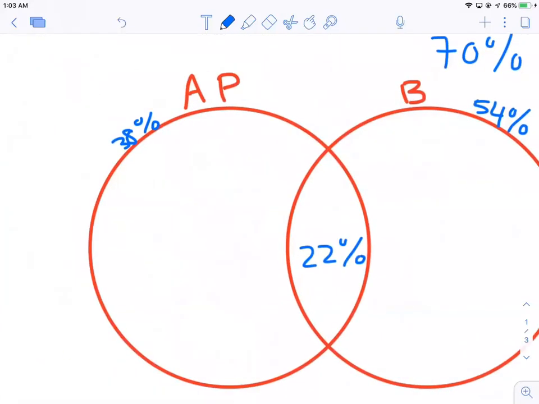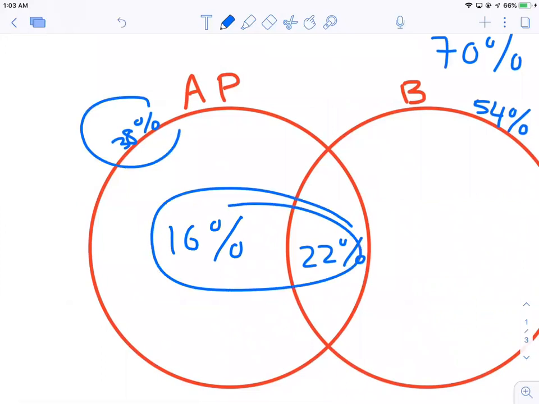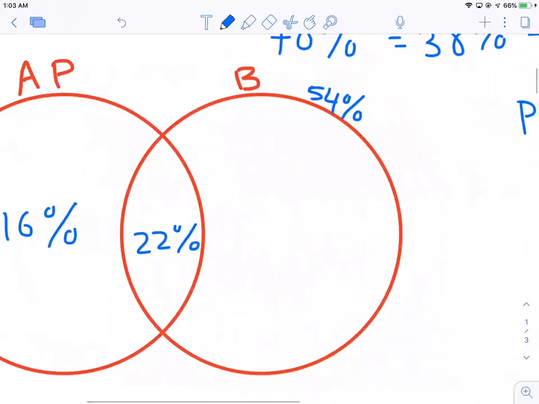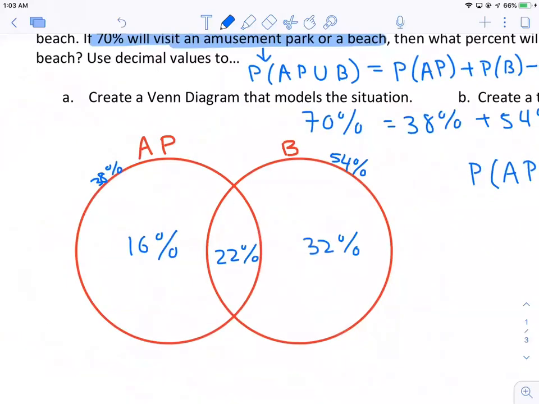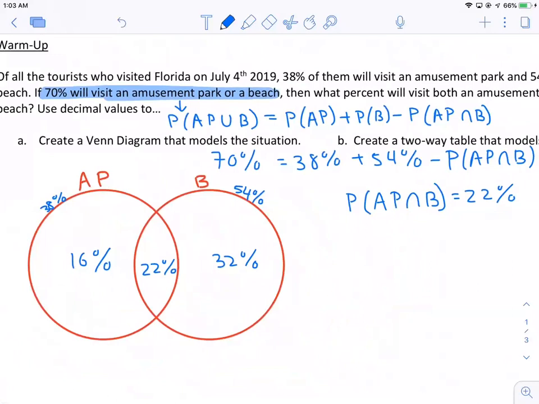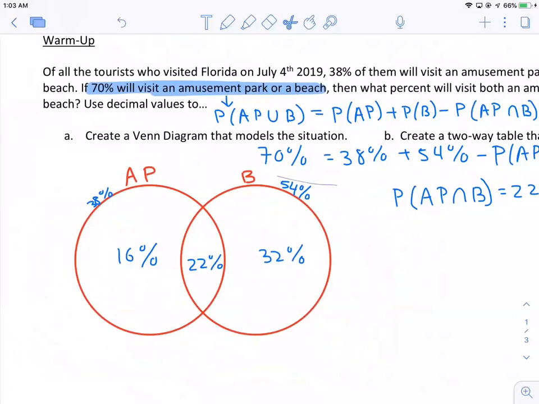Which means 16% go to just the amusement park because these two numbers, again, need to add to that. And over here, 32% go to just the beach, right? Also, I know I'm using percentages.